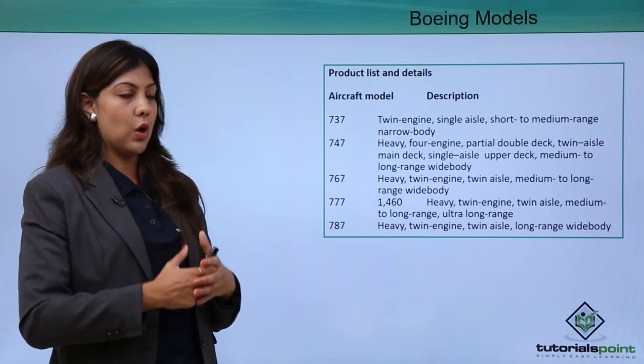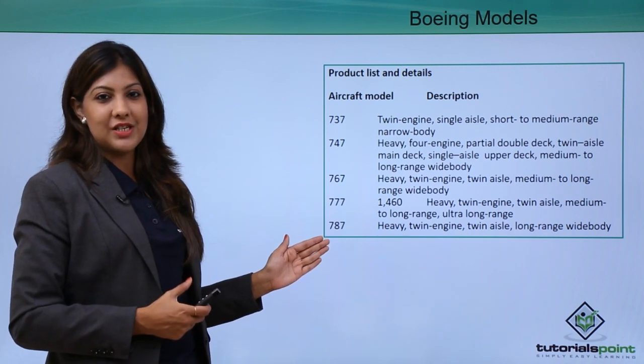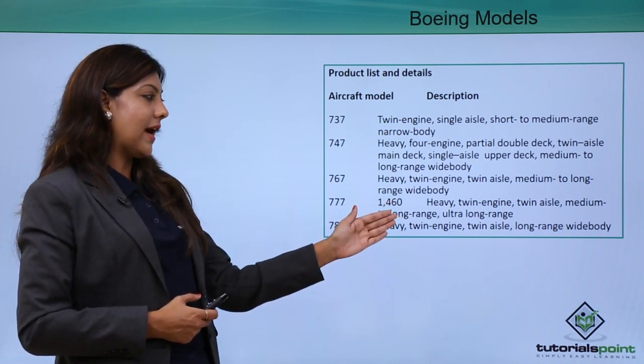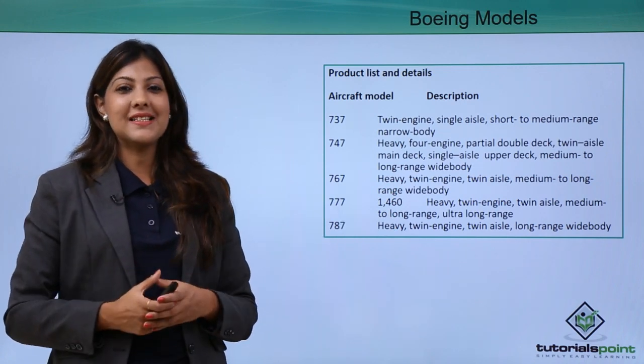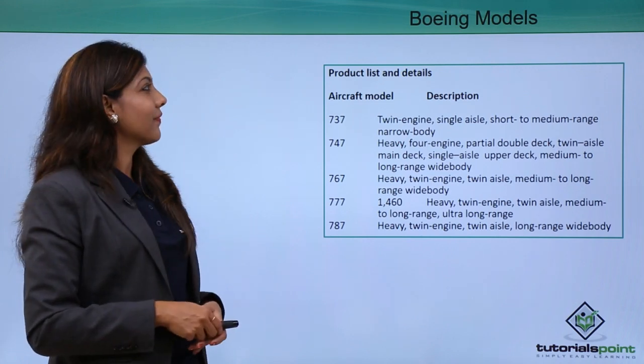Last but not the least, the Dreamliner, which is Boeing 787, is a heavy twin-engine, twin-aisle, and it only flies long distances. So that's a little brief about Airbus and Boeing models.